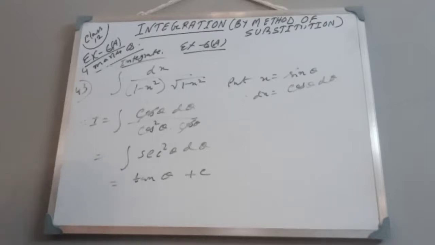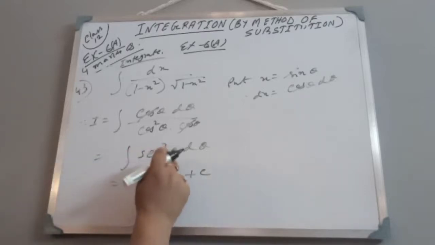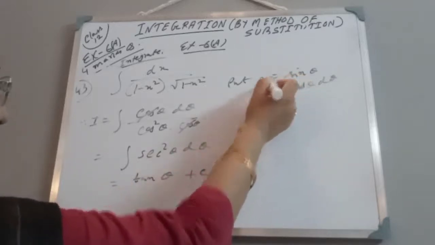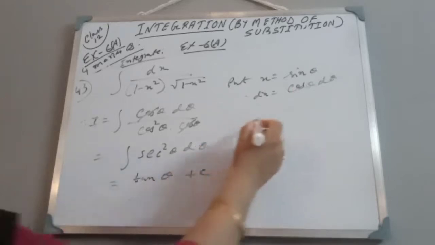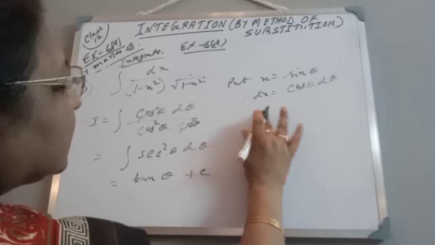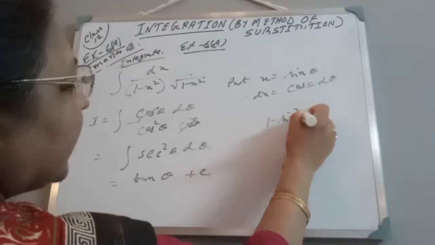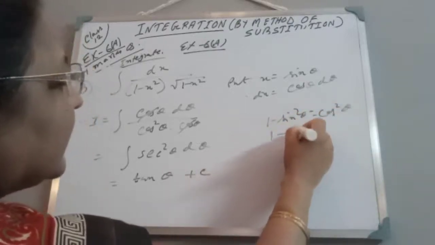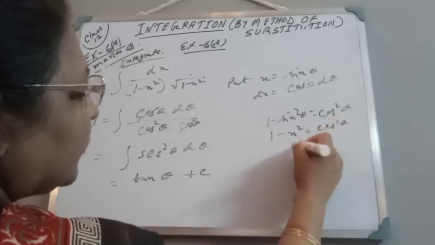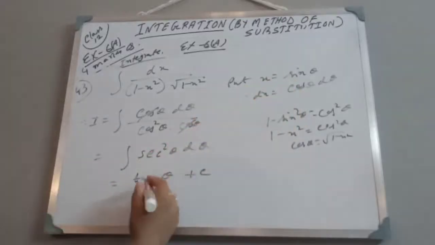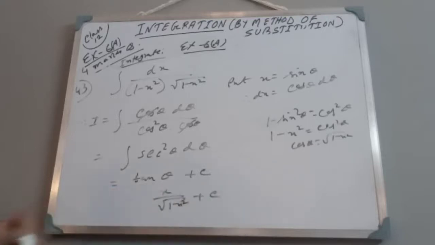As d/dx of tan x equals sec square x, therefore integral of sec square theta will be tan theta plus c. Tan theta means sin theta, we know, that is x, and cos theta means what? Cos theta means 1 minus sin square theta equals cos square theta, so 1 minus x square equals cos square theta, so cos theta will be square root of 1 minus x square. Okay, and sin theta is x, so tan theta means sin theta by cos theta, so it's coming x by square root of 1 minus x square plus c. X by square root of 1 minus x square plus c.